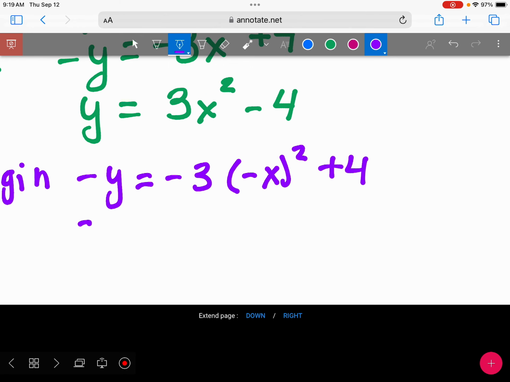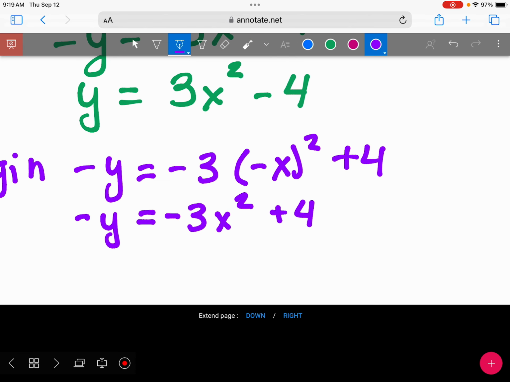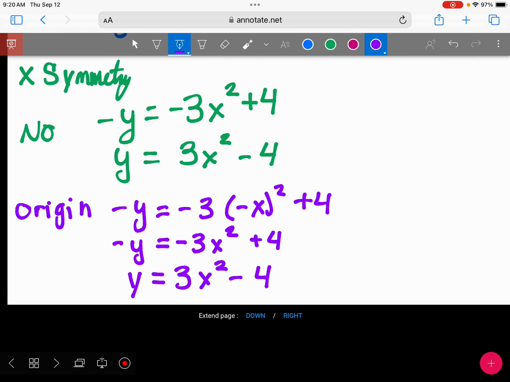So just like on our y symmetry test, that negative x squared is just the same thing as x squared. So I can cancel that negative out. And then how do I get my y by itself? Divide by -1. And we get the exact same thing we did for our x symmetry test. So do we have origin symmetry? Nah.